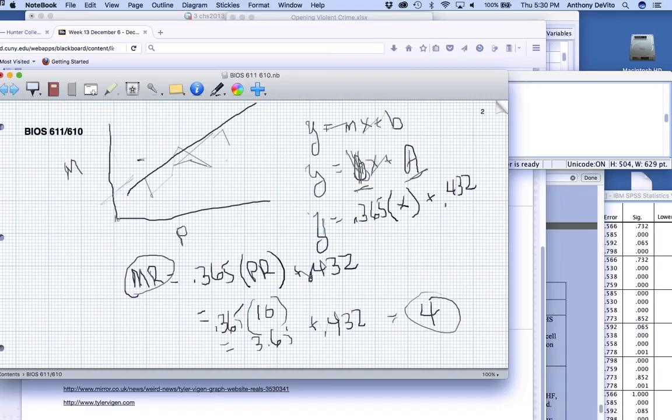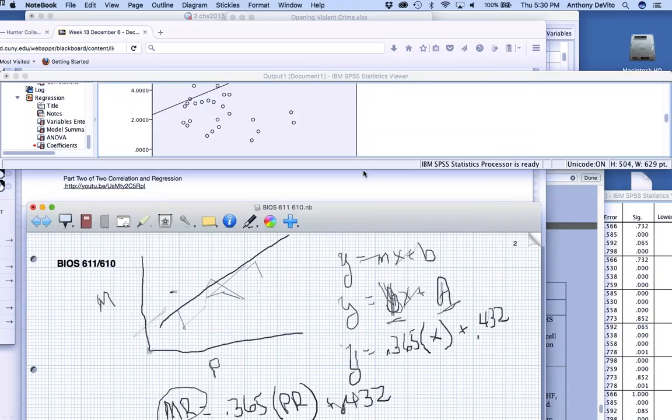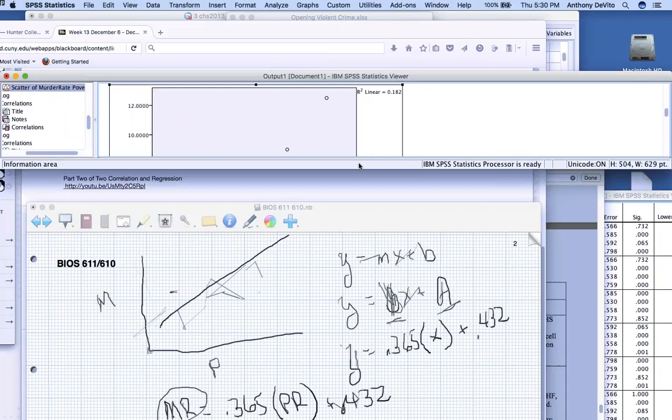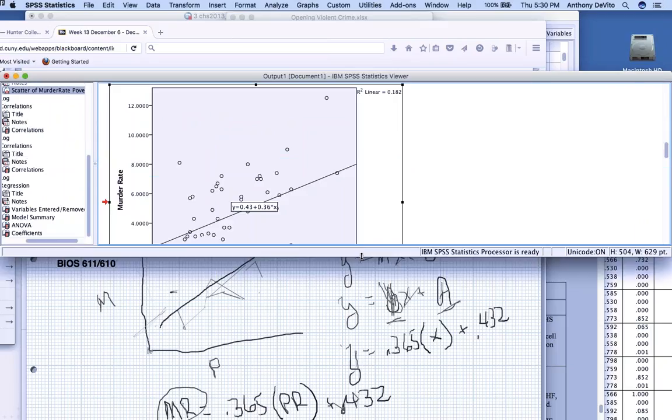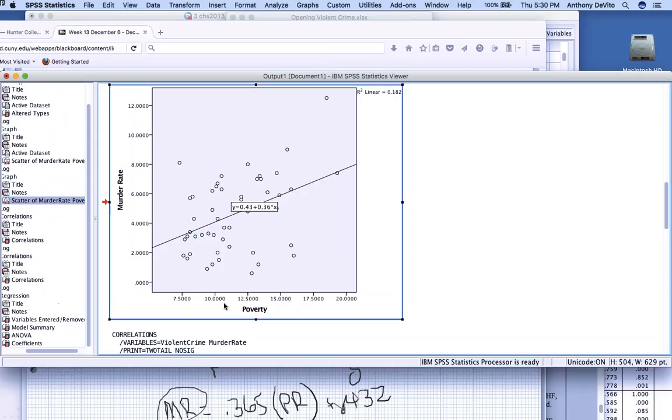Okay, so if I go back to my graph, the poverty rate is given as a percentage number, not as a decimal. That's why I was getting a little mixed up there, because I was thinking it was going to be 0.10, but it's actually 10. So the poverty rate is 10%. Then if I go up here, the murder rate that line represents is just a tiny bit under 4, right?